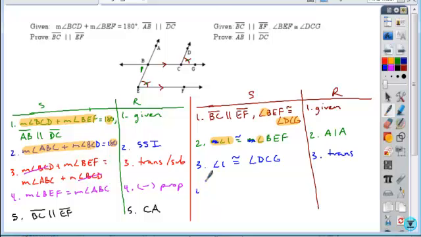And then we go down to our final step here. Now we have this angle equal to this angle. Those are alternate exterior angles. Therefore, if they're equal, lines are parallel. Since we found them to be equal, AB can now be said parallel to DC by AEA.